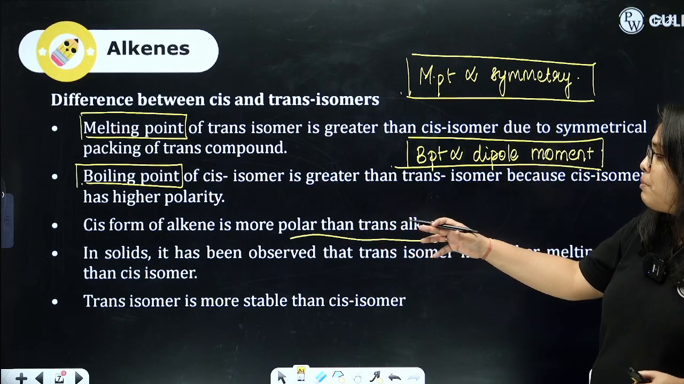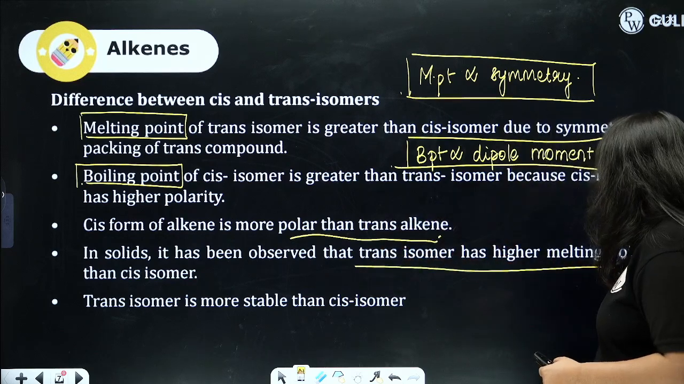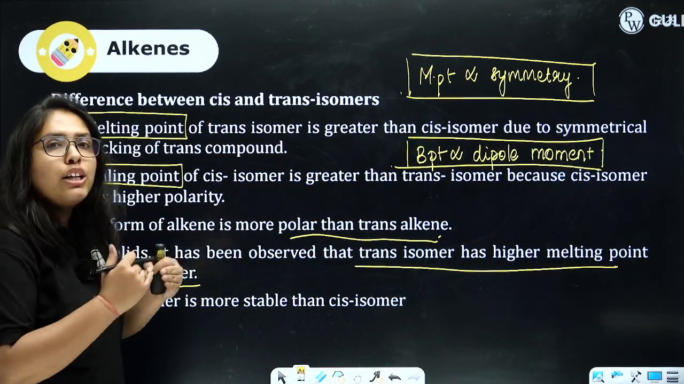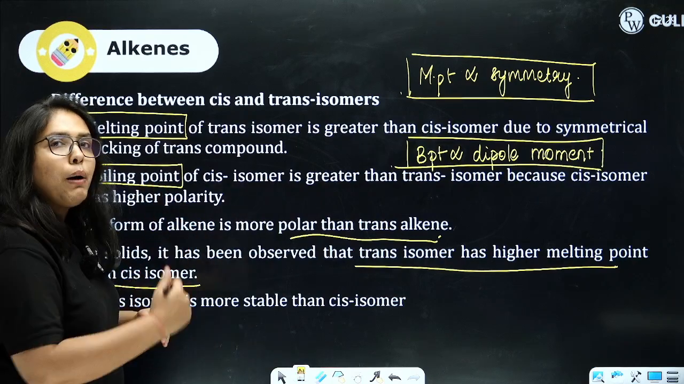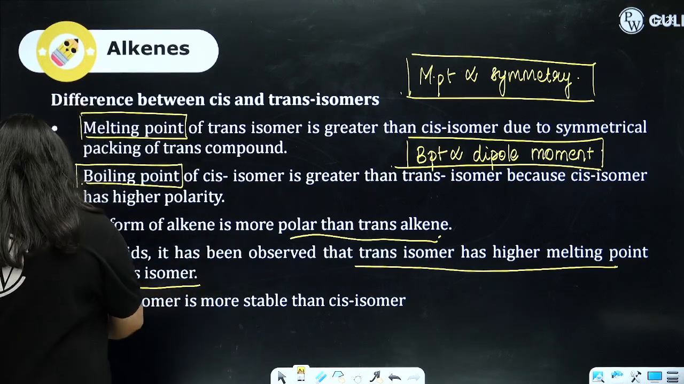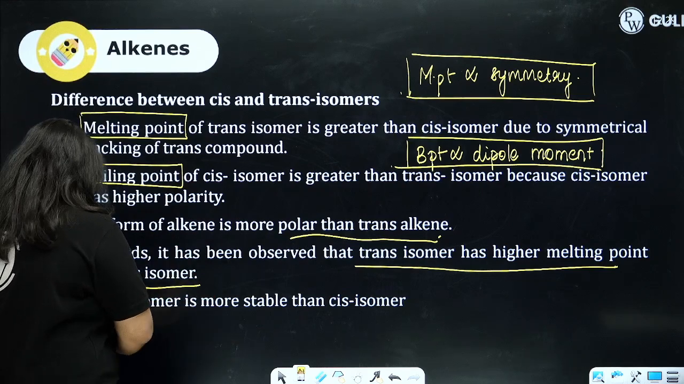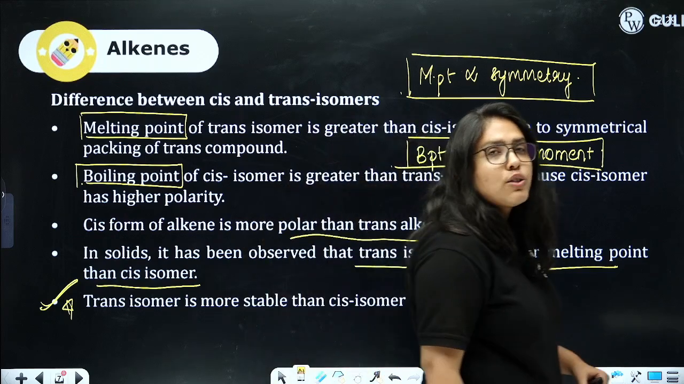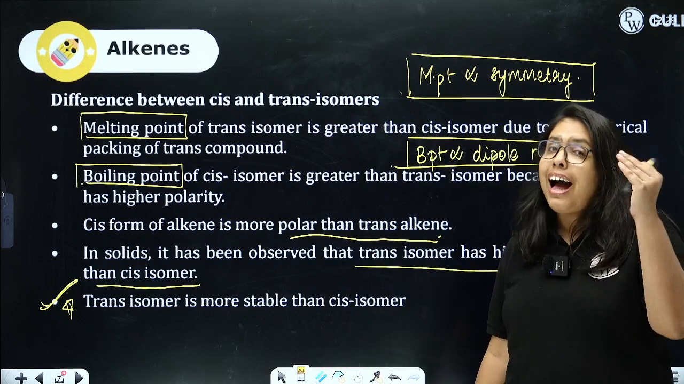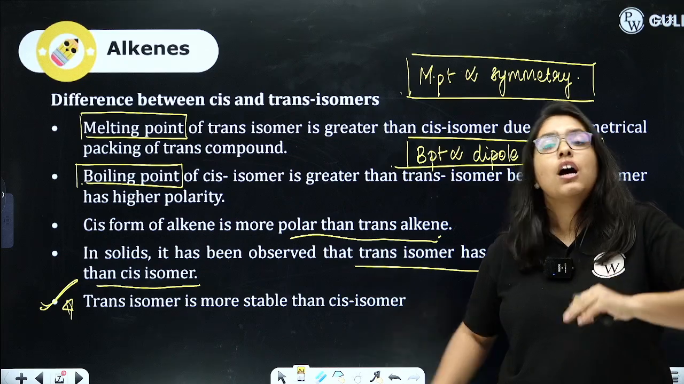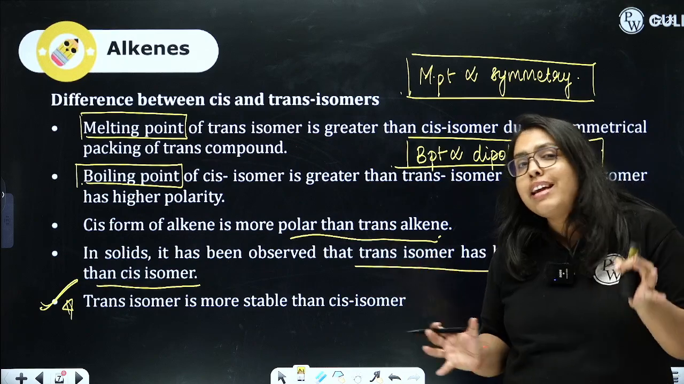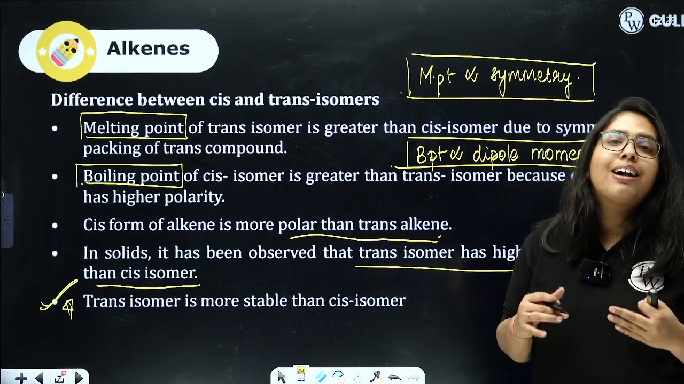In solids, it has been observed that the trans isomer has a higher melting point than the cis isomer, because of their symmetry, they can be arranged one below the other, layered or stacked one below the other. And the trans isomer is more stable than the cis isomer. This is something you are supposed to know. The trans isomer is more stable because it has less dipole moment in comparison to cis. More is the dipole moment, more is the polarity, more will be the reactivity, and only those molecules are reactive which are less stable.